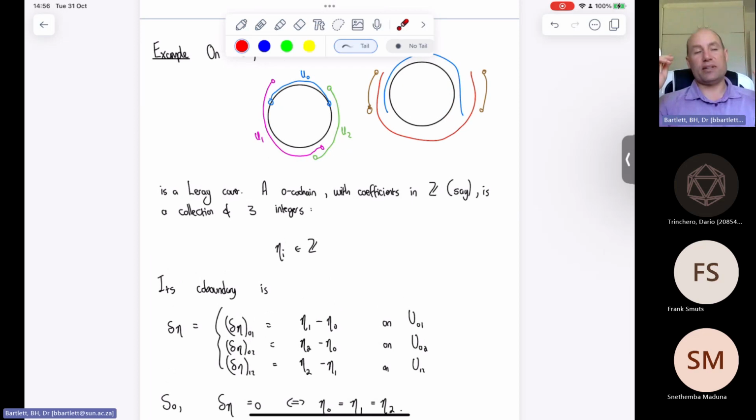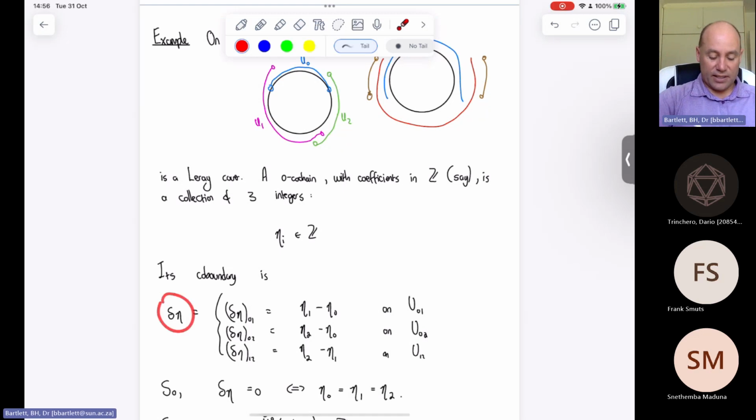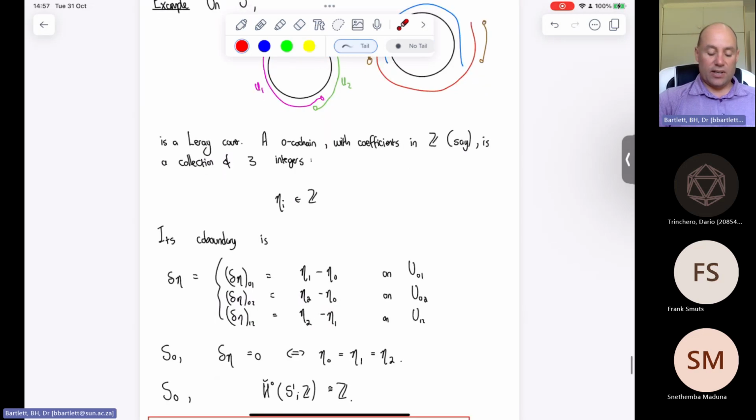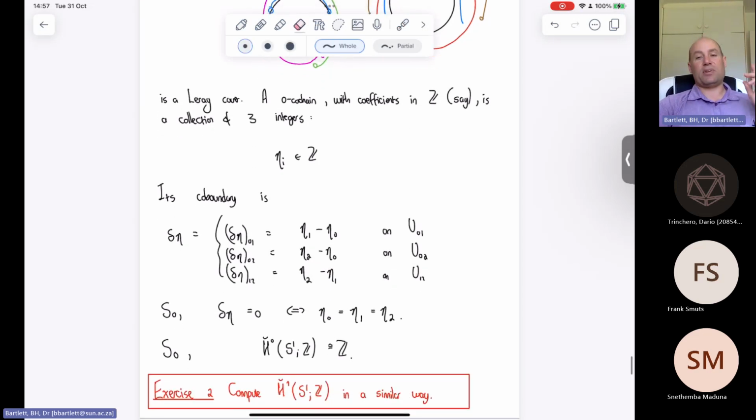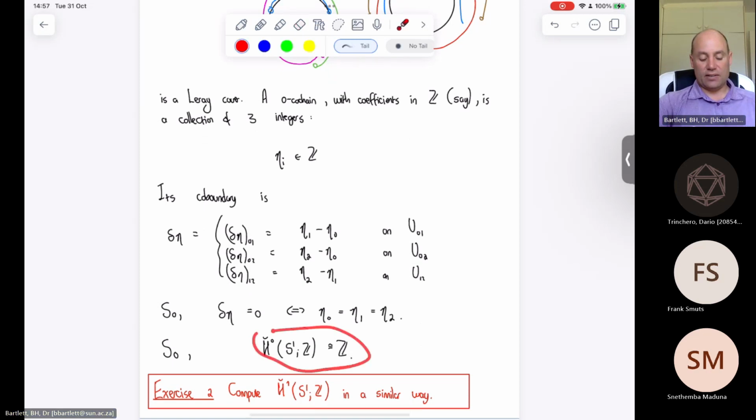what am I busy calculating? Busy calculating the zeroth Čech cohomology group of S1. I used this nice cover. The zeroth cohomology, with this co-boundary operator, is just the kernel, because there isn't any image of the previous group, because the previous group is all 0. So I needed that this delta eta must be 0, which means that each of these must be 0. If this is 0, that means eta 0 must equal eta 1. If this is 0, it means eta 0 must equal eta 2, and eta 1 must equal eta 2. So they're all equal to each other, and that's the only condition. So the zeroth Čech cohomology group of S1 with coefficients in Z is just Z.